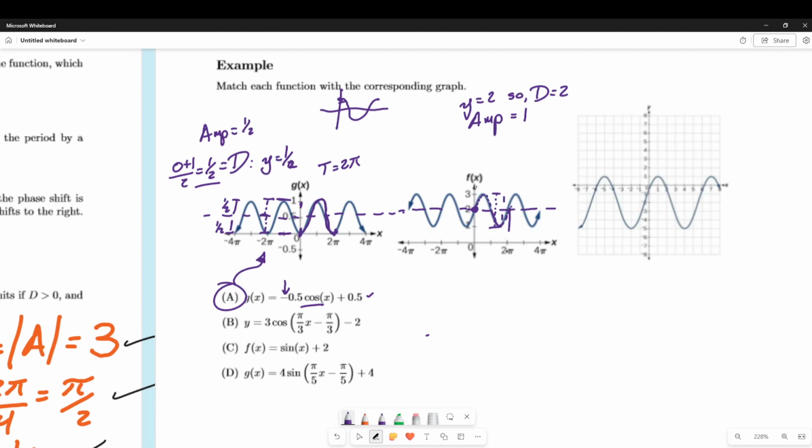Our period is 2 pi, so I wouldn't expect a compression factor. That center line is occurring right on that y-axis, so I wouldn't expect a phase shift. So amplitude of 1 you often don't see, so that's a little amplitude of 1. Lift 2, no compression factor, no phase shift. That's got to be C.